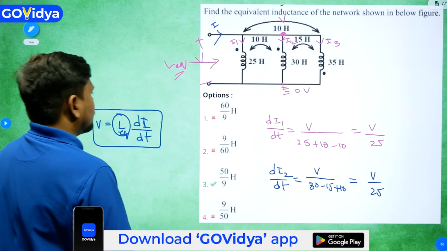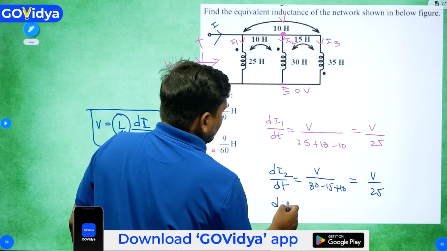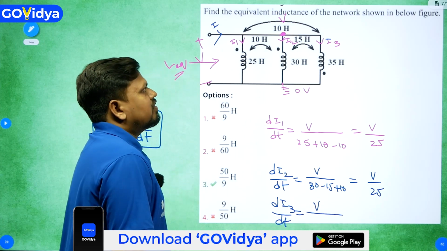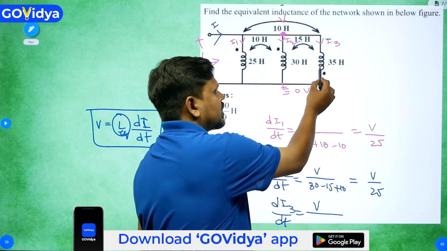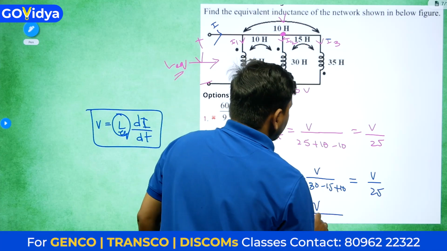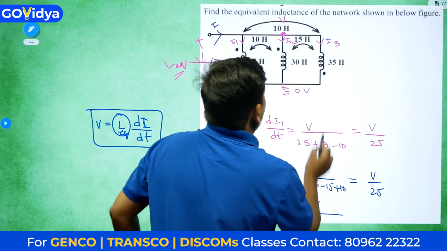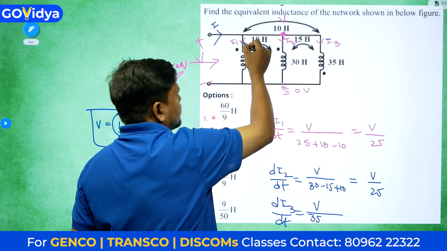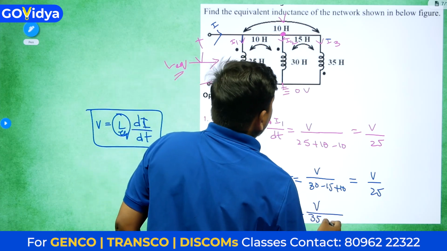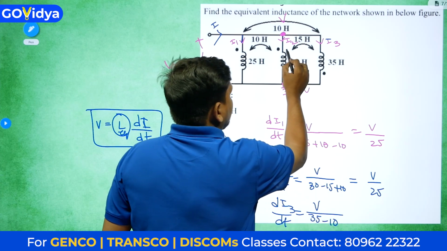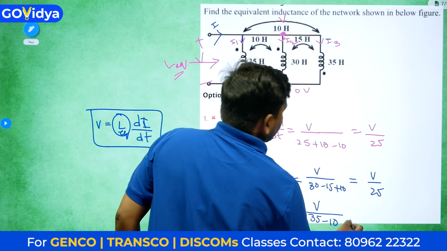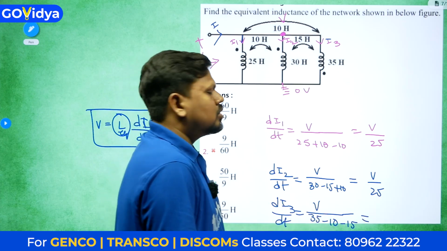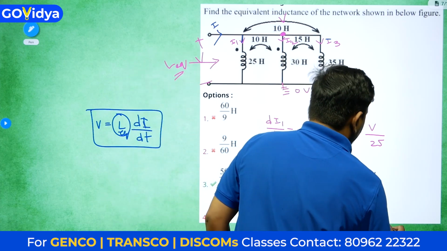Similarly, we will write down the third one also, di3 by dt. So that means V divided by 35. This is self inductance, in this branch the inductance is 35, and this is opposing. Current is leaving, current is entering, so that means opposition here, so minus 10, and from here to here again opposition, so minus 15. So what will you get? 35 minus 25, so V by 10.